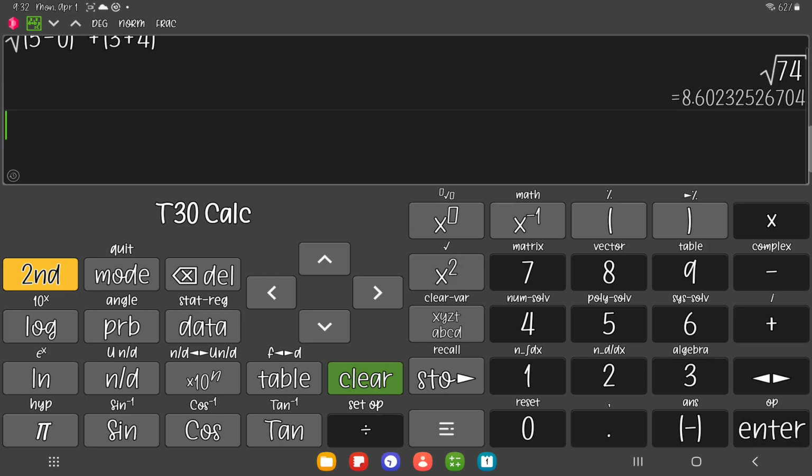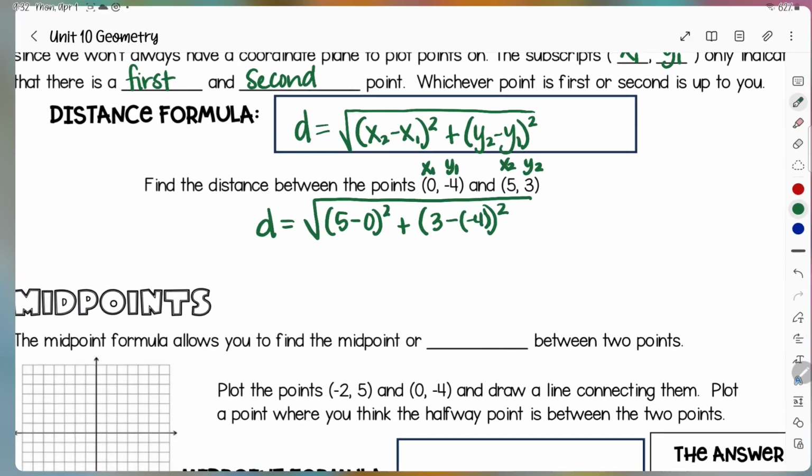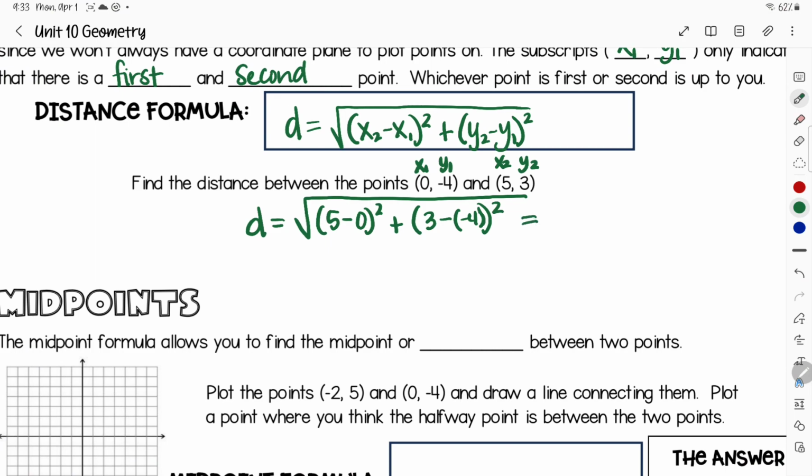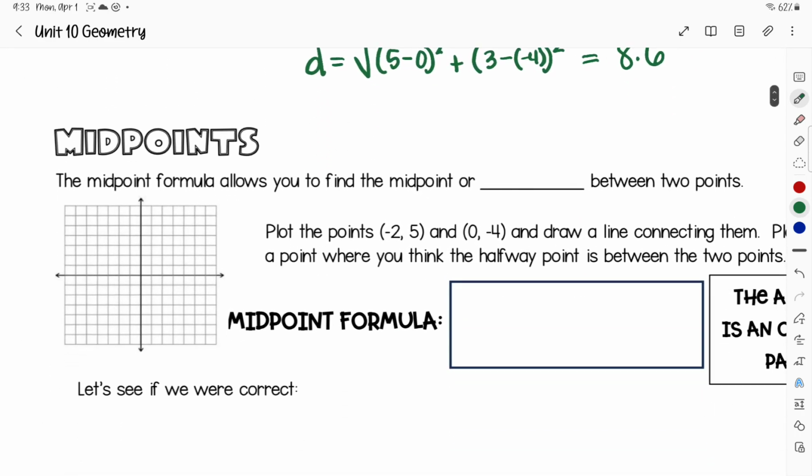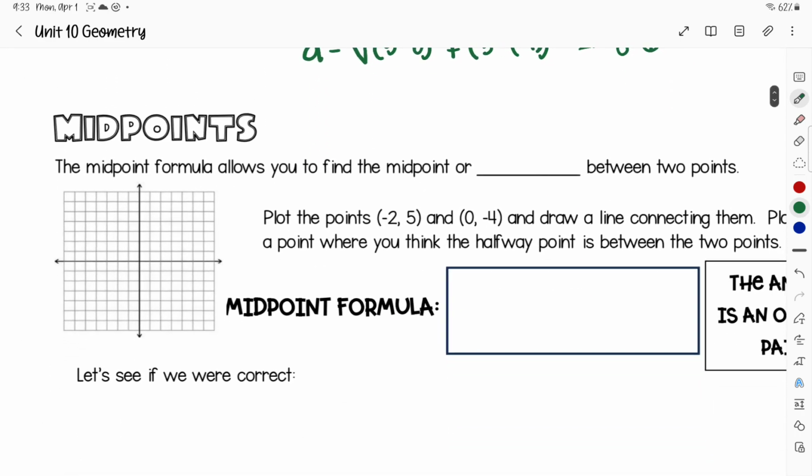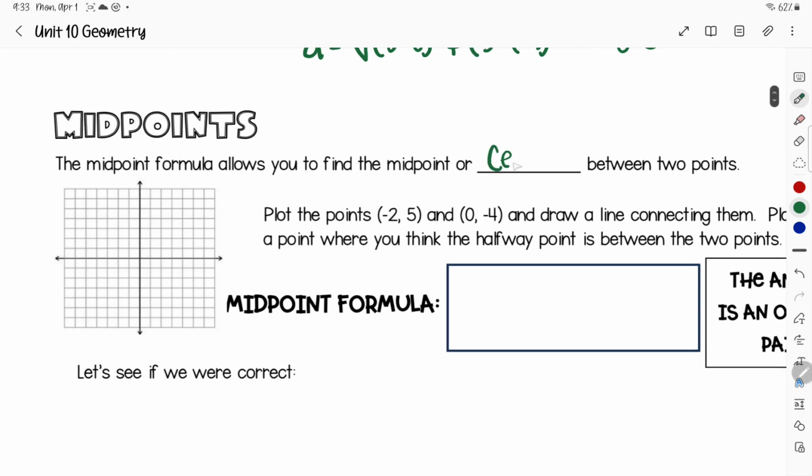And you'll see I get either the square root of 74 or approximately 8.6. Okay, so it just depends on how it asks you for it, but this is approximately 8.6. And then whatever it was measuring in. So, okay. All right, so that's the distance formula. Let's talk about midpoint. So the midpoint formula allows you to find the midpoint or the center between 2 points.